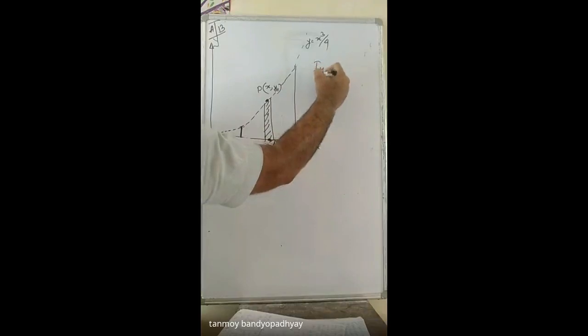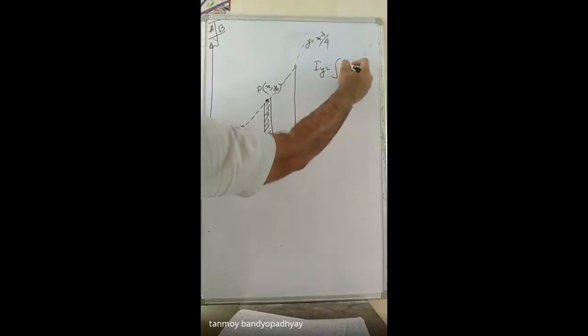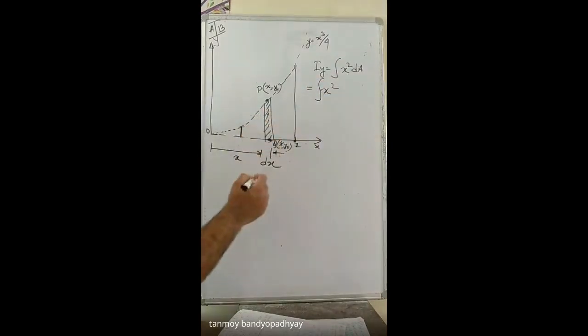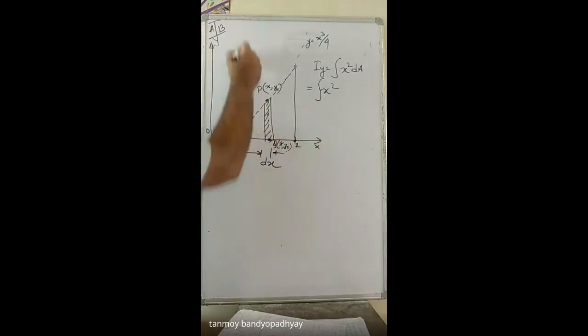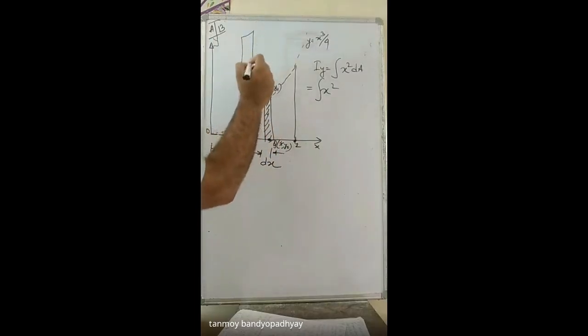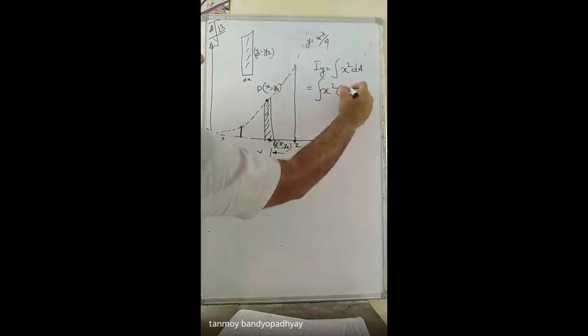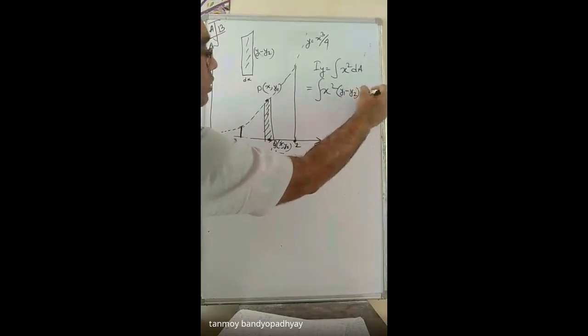So what will be Iy? Iy will be equal to integration of x square dA. So in this case, it is x square into dA. This is a rectangular element. For this element, the thickness is dx and the height is y1 minus y2. So what will be dA? The area included will be dx into y1 minus y2, so that will be y1 minus y2 into dx.